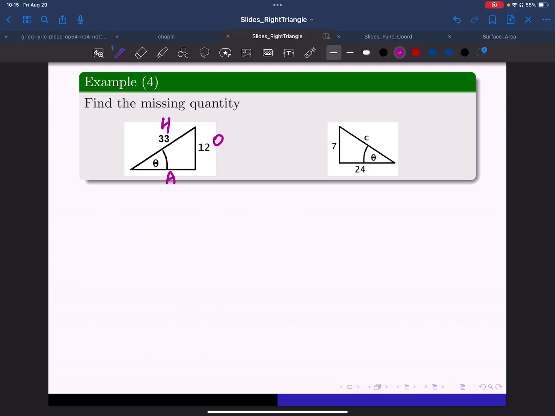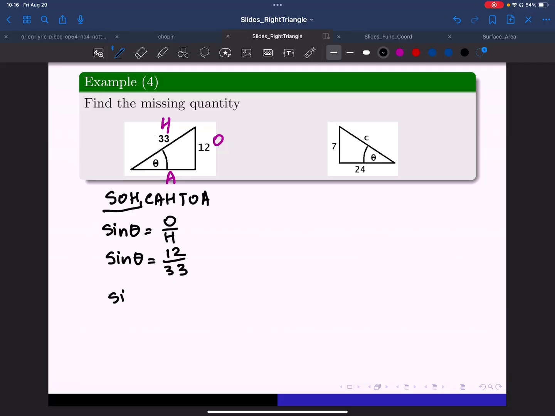So if I use my acronym SOHCAHTOA, I'm looking for which one has O and H as a ratio. O and H, so this is the sine. So we have sine theta is equal to opposite over hypotenuse. And then we substitute. We don't have theta. We need to find it. My opposite is 12. My hypotenuse is 33. So we have 12 over 33.